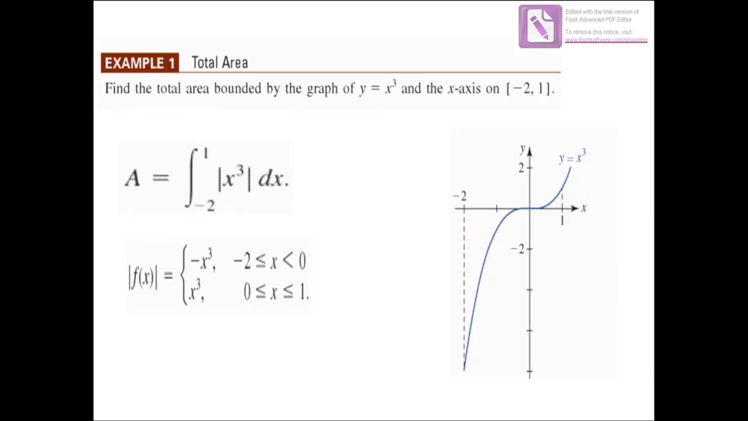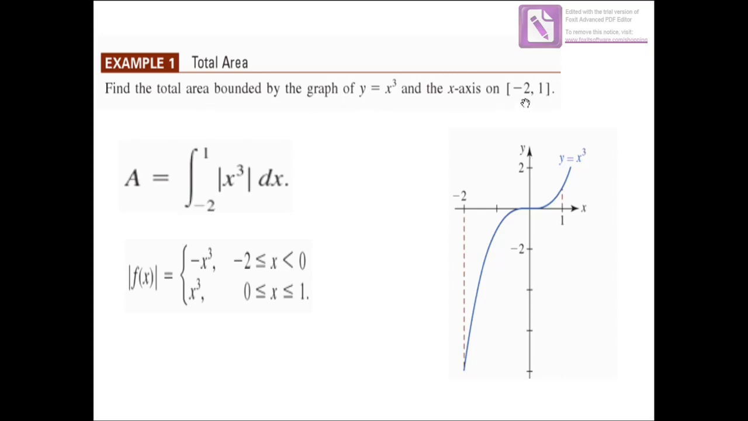So here we have an example. Find the total area bounded by the graph of y equals x cubed and the x-axis on the closed interval minus 2 to 1. So here we need to find the total area. That means we need to take the absolute value of the function y.